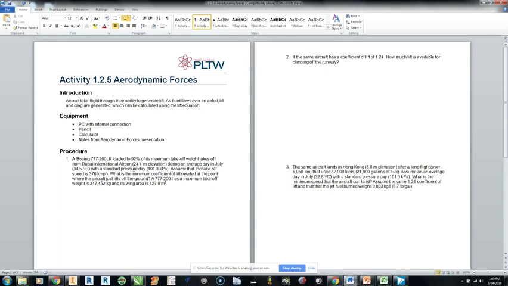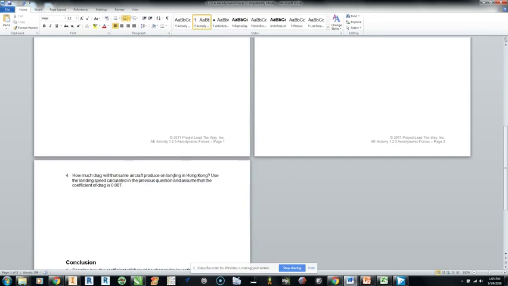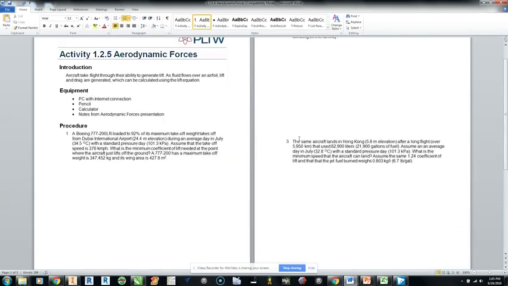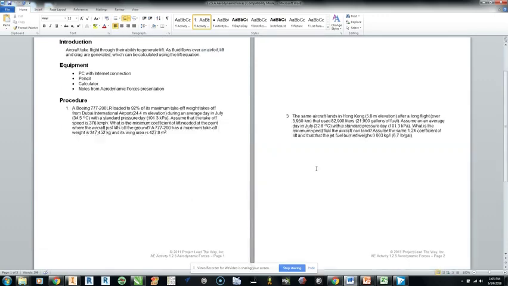Number 2 is basically using the same stuff, but if it has a coefficient of lift, how much is available for the takeoff on the runway. So basically, you calculate this, and then it's the difference between the number you calculate and the weight of the aircraft. Then this one's pretty much the same deal, and I believe this one relates to number 3. So you go through and do your calculations on that.